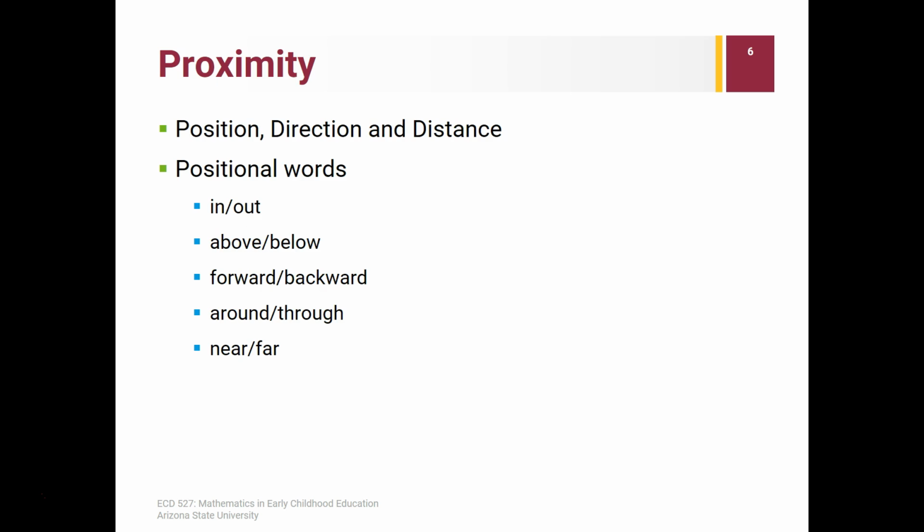Proximity refers to questions about position, direction, and distance, and can answer the questions of "Where am I?" or "Where are you?" "Which way?" and "Where is it?" Some positional words children learn through geometrical experiences include in, out, above, below, forward, backward, around, through, and near, far.